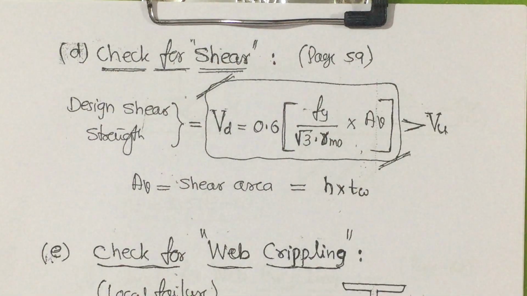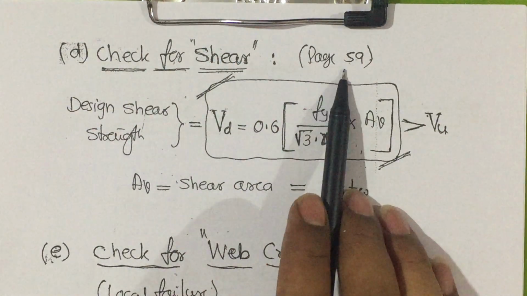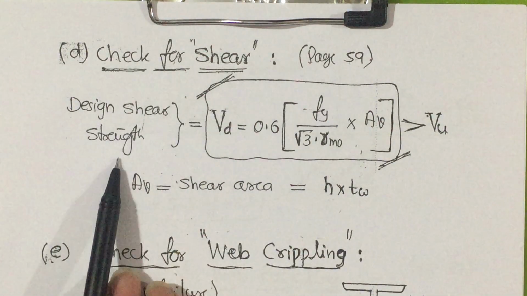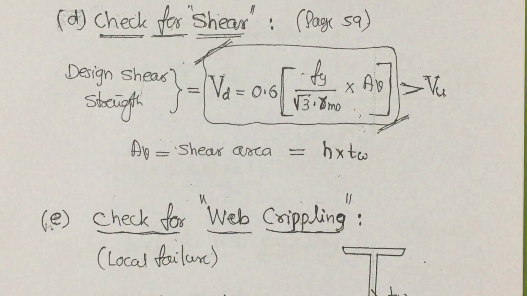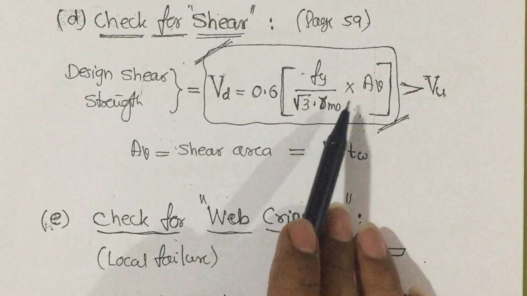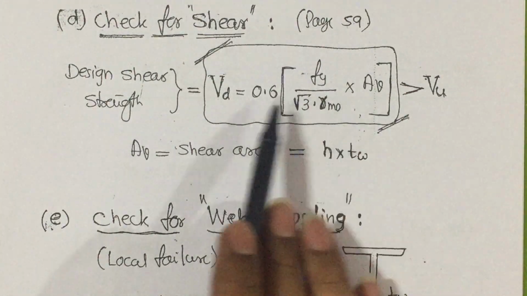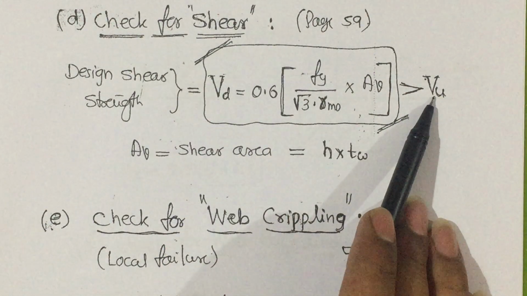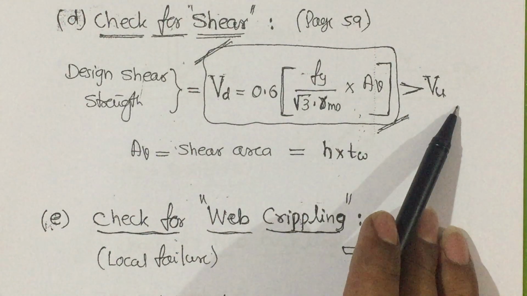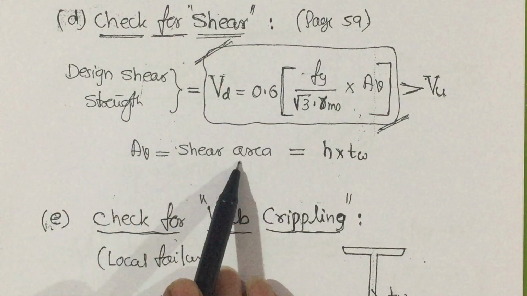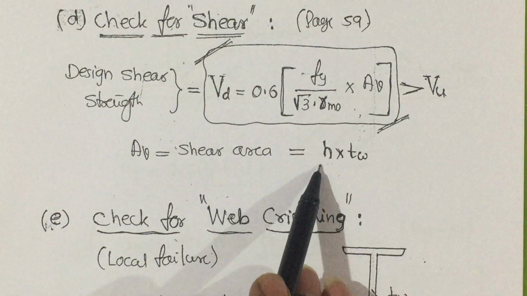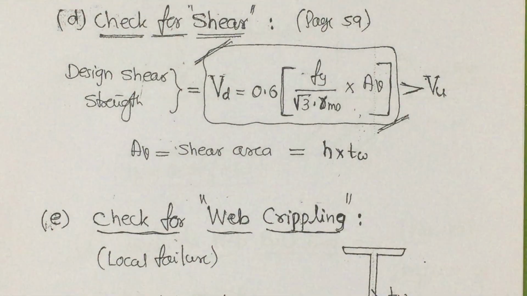Then if we come to the check for shear, the related formulas and the clauses are given in page number 59. Design shear strength Vd is given by 0.6 into Fy divided by root 3 gamma m naught multiplied by Av. It should be greater than Vu. Therefore, the design will be safe, where Av is nothing but shear area, that is given by H multiplied by Tw. H is the total height, Tw is nothing but thickness of the web.